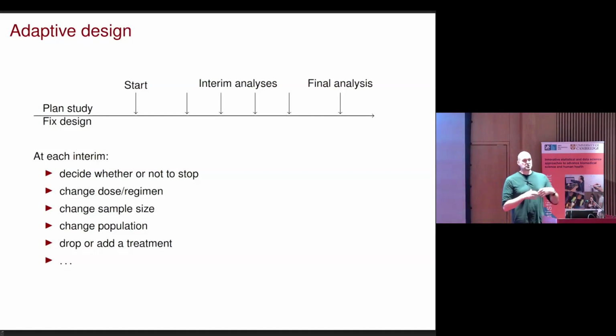We might want to change the dose, we might want to change the regimen, we might want to change the sample size, change the population, drop or add the treatment, and so on and so forth. So there's a list of different adaptations that we could consider. Now, clearly that list is not exhaustive, and we don't need to do just one of them. At an interim analysis, we can actually combine multiple of these changes at a look at the data. But again, keeping in mind that this is all pre-specified, we think about this before we start the study.